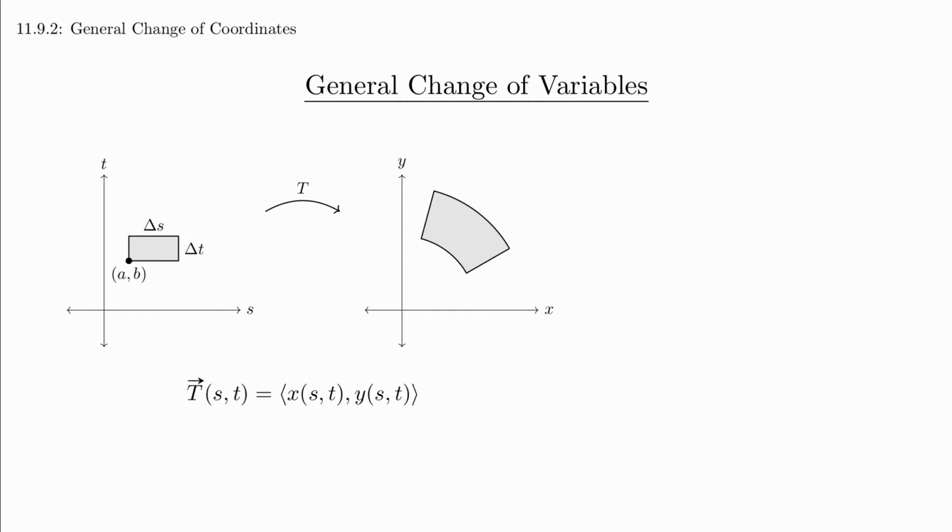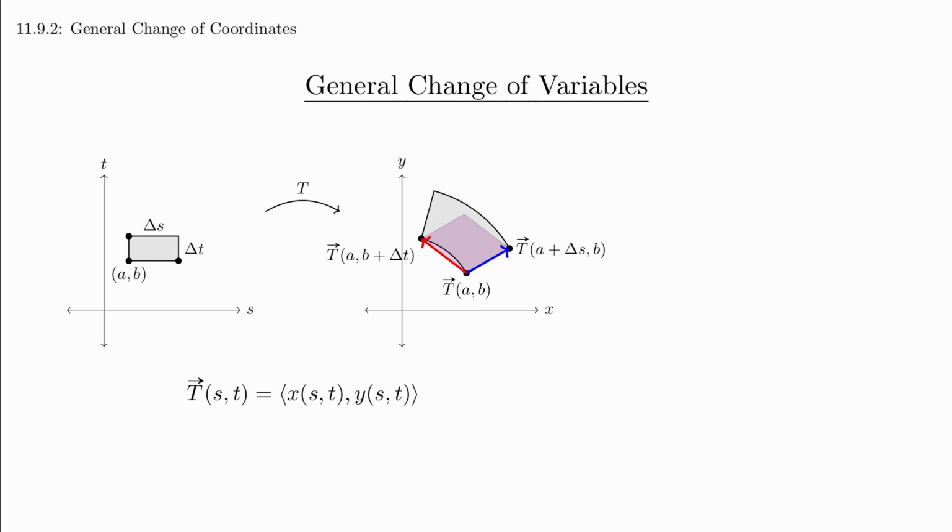We'll set the bottom left corner of the st rectangle to be the point (a, b) and the sides of the box to be delta s and delta t. When we map this to the xy plane, the three corners get mapped to these three points. We can see that the shape of the region is probably not all straight sides, but because the values are small, it will be close.